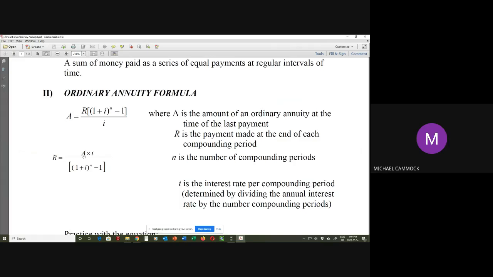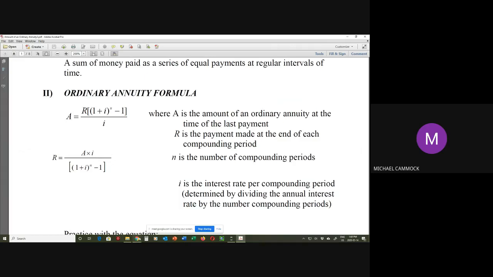So this is more when I'm trying to set a goal and I want to be able to get to that goal, and I want to know what I need to do each month or each quarter to get to that goal. So the first equation tells you what the amount is going to be. The second equation tells you what the regular payment needs to be to get to the amount. Hopefully everybody can see the distinction between those two.